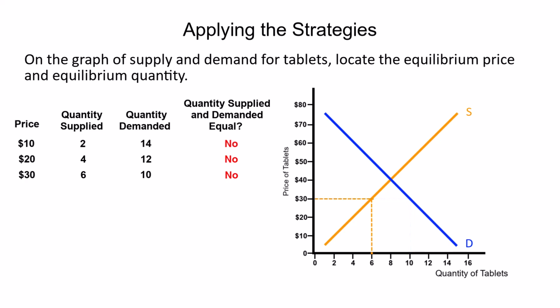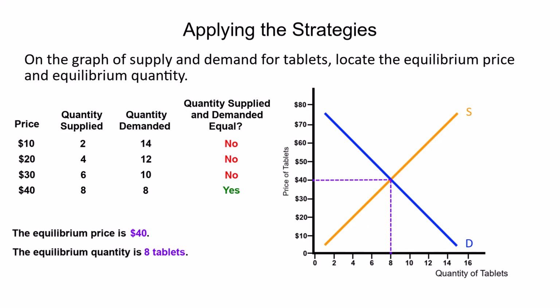Let's see if we increase the price by $10 more to $40, whether we can find the equilibrium price and quantity. The quantity supplied at $40 is 8 tablets and the quantity demanded is 8 tablets. So the quantity supplied and the quantity demanded are equal. Therefore, the market is in equilibrium. Economists refer to this point as the equilibrium point. Reading across from the equilibrium point to the price axis gives us an equilibrium price of $40. Reading down from the equilibrium point to the quantity axis gives an equilibrium quantity of 8 tablet computers.